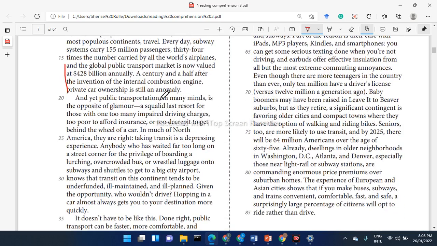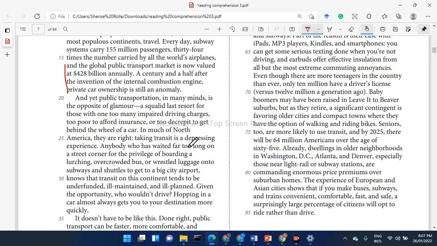And yet, public transportation in many minds is the opposite of glamour, a squalid last resort for those who are one too many impaired driving charges, too poor to afford insurance, or too decrepit to get behind the wheel of a car. In much of North America, they are right. Taking transit is a depressing experience.